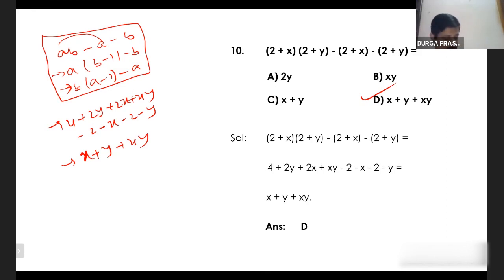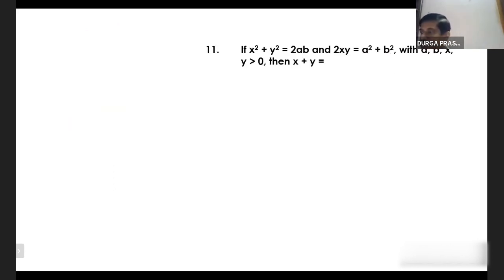Okay, I think you got it. So let's go to the next question. Look at this. x square plus y square is 2ab and 2xy is a square plus b square. a, b, x and y all four are greater than 0, then x plus y.